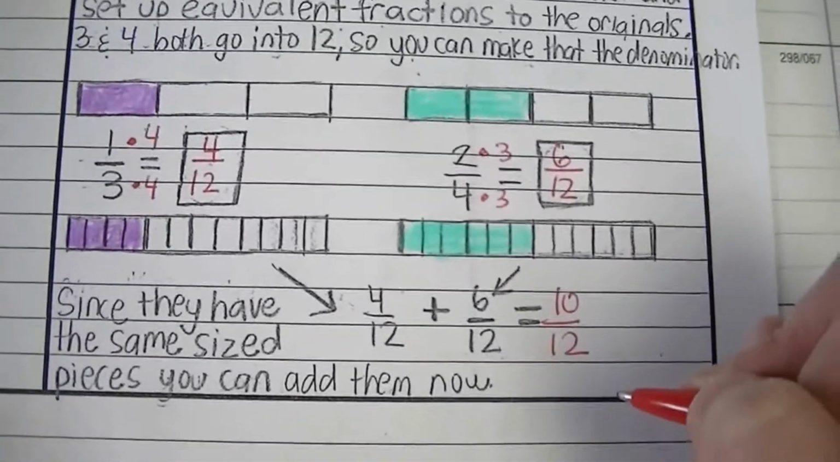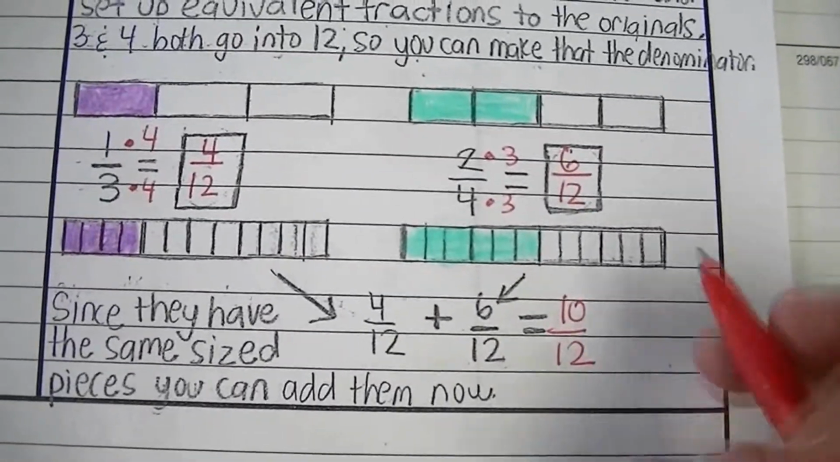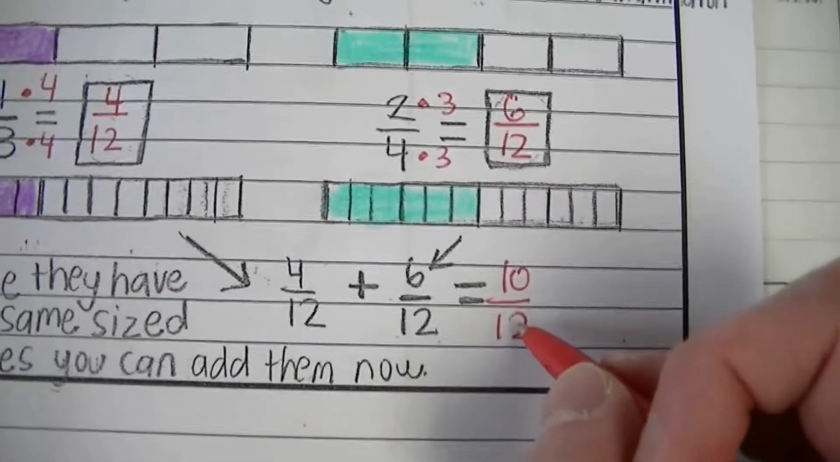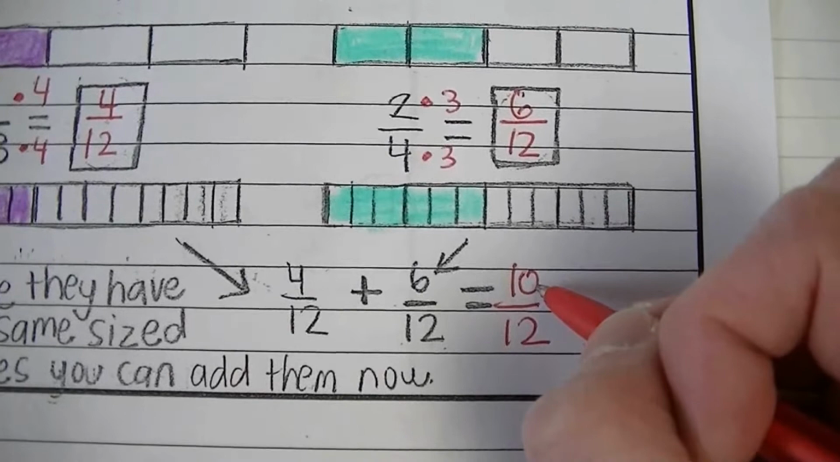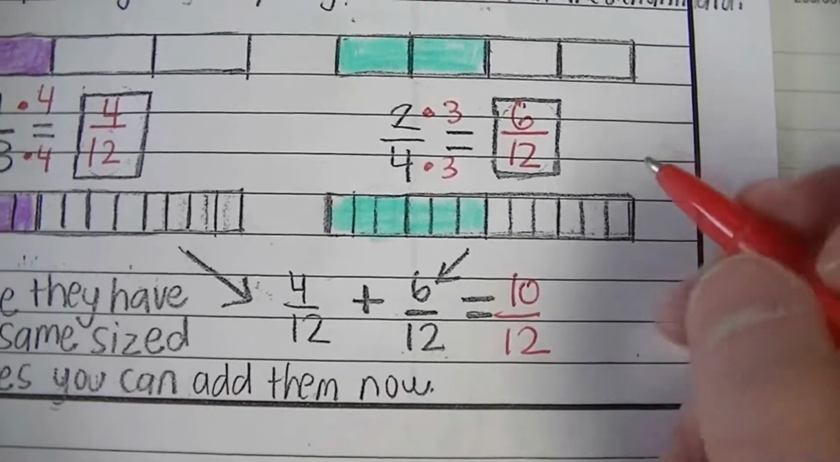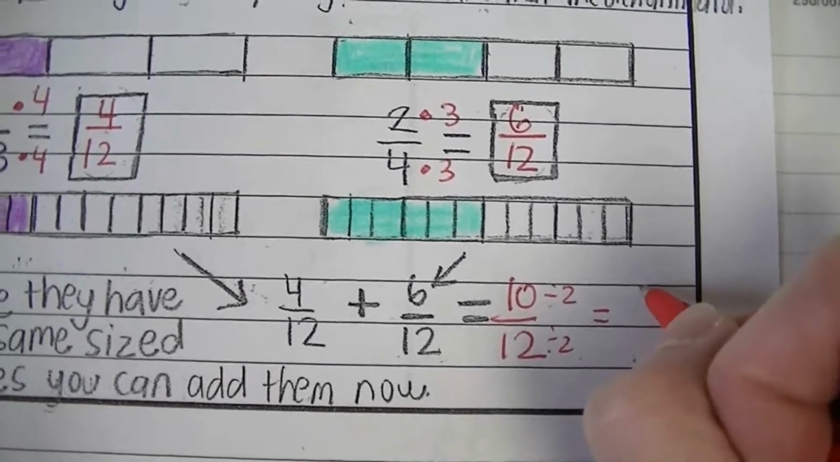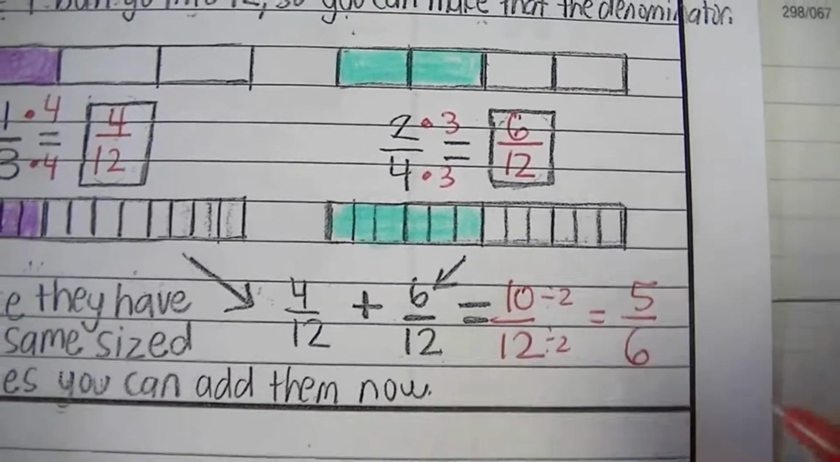Because now that they're the same size pieces, you can add them now. I also want you to remember to get in the habit of simplifying. So to simplify this, you have to think of a number that goes into both 10 and 12, and I can think of the number 2. So I'm going to simplify it. 10/12 is also equal to 5/6.